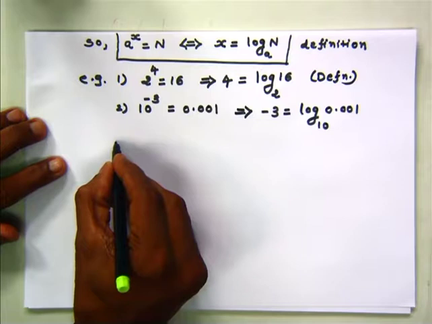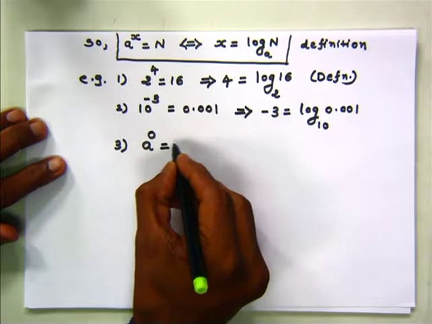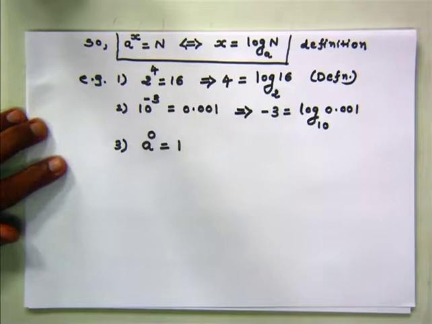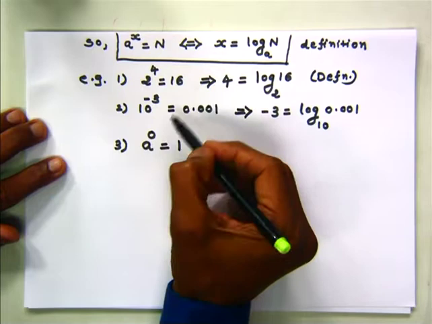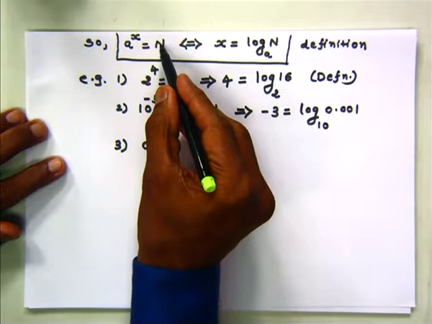As I said, rules of indices: what was a raised to 0? As we all know, a raised to 0 is nothing but 1. Let us apply our definition to the same expression. That will be my x, 0. A is the base, n is equal to 1. Use the definition.